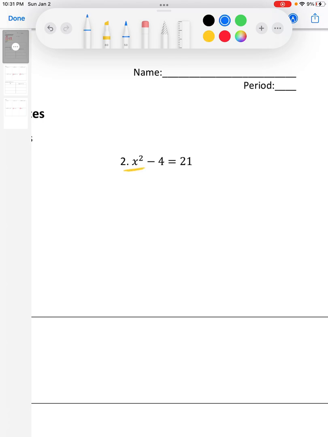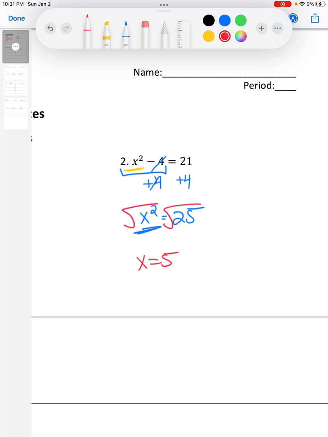We need to get rid of that, but the first thing we need to do is to make sure whatever the value is with the exponent is alone. It is not alone on this side of the equation. So what do we need to do? Add 4. Opposite of subtracting 4 is adding 4, so those will cancel out, and you're going to have x squared equals 25. Now x is alone, so how do we get rid of something squared? We square root it. So x equals 5.